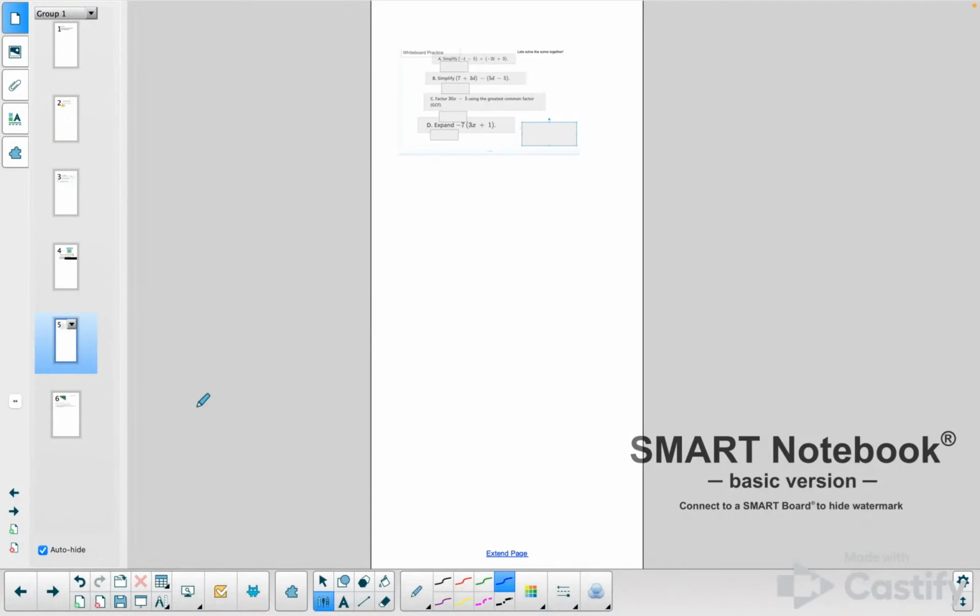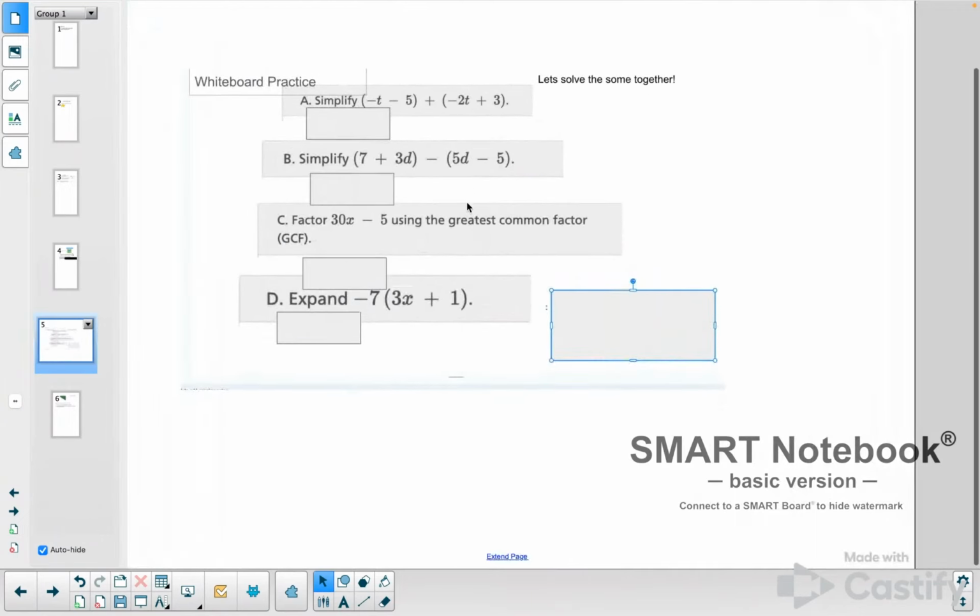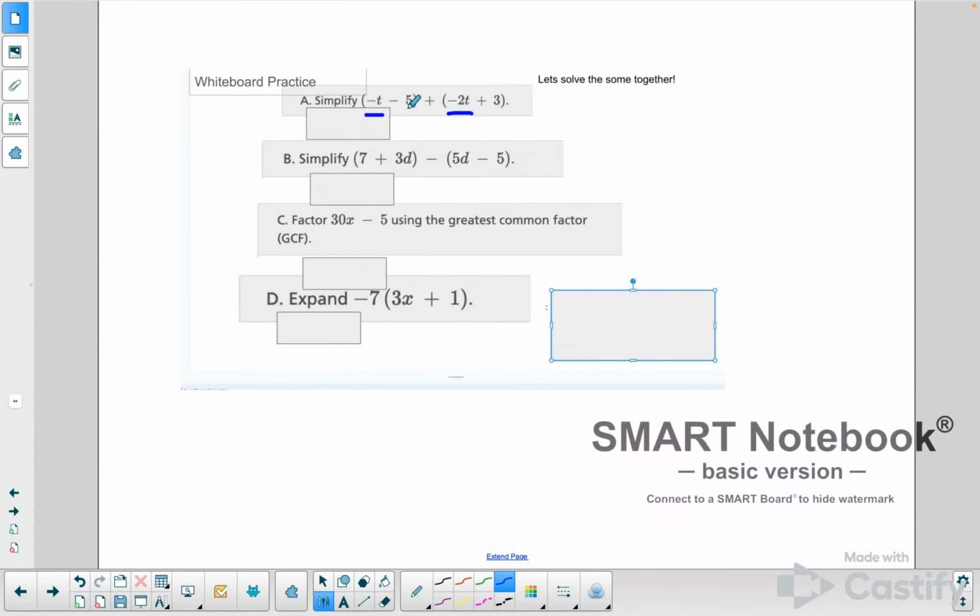Okay, let's try another one here. Let's zoom in and have a look at our next question. A little bit more practice here to get us going. So let's have a look at our first algebraic expression. We want to look for those like terms again, and I see a like term here and a like term here. It has the exact same variables with the exact same exponents. When I combine a minus t plus a minus 2t, how many t's do I have? I end up with minus 3t.